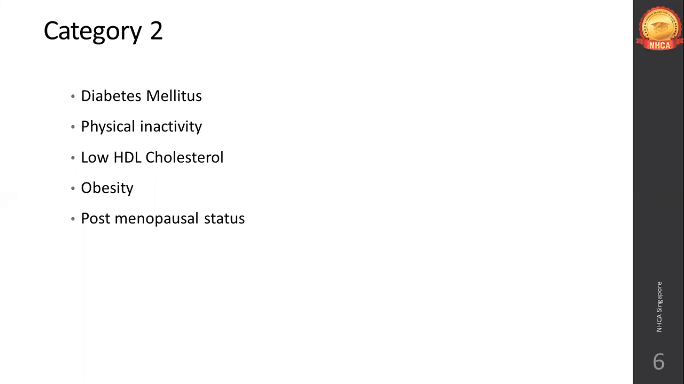So, cigarette smoking, obesity, post-menopausal status, like females who have got menopause. In these situations, automatically your HDL reduces. Jowar is a good millet for people who suffer from diabetes mellitus. It has a low glycemic index.